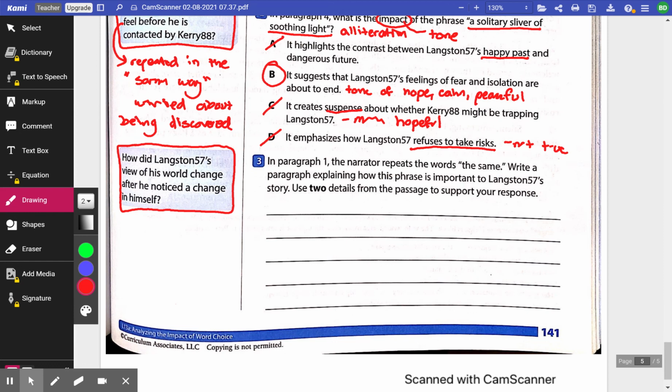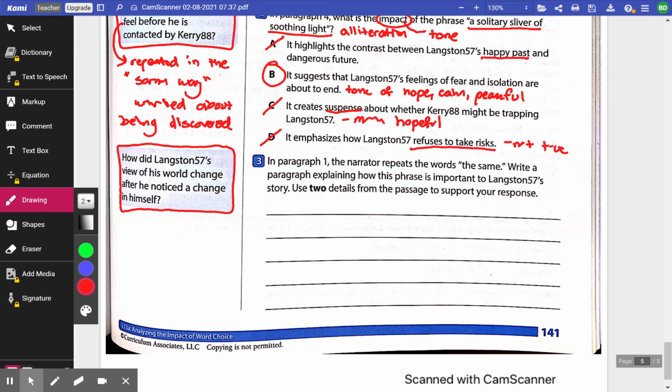Answer number 3. So let's talk about our writing prompt for number 3. As we think about this writing prompt, also think back to your hint. Our writing prompt says, in paragraph 1, the narrator repeats the words the same. You have to write a paragraph explaining how this phrase is important to Langston 57's story, and you're going to have to use 2 details from the passage to support your response.